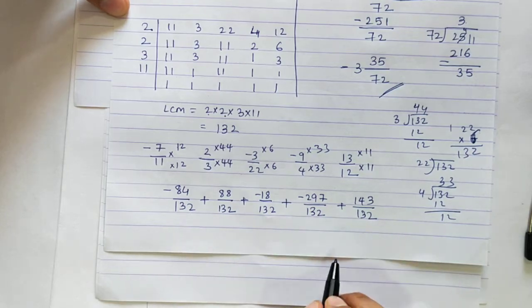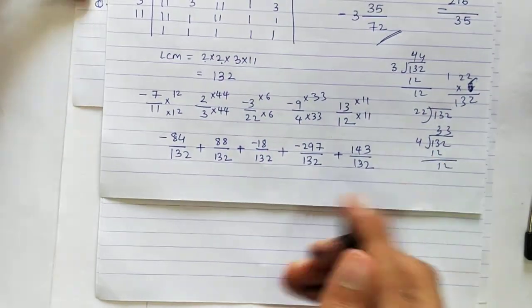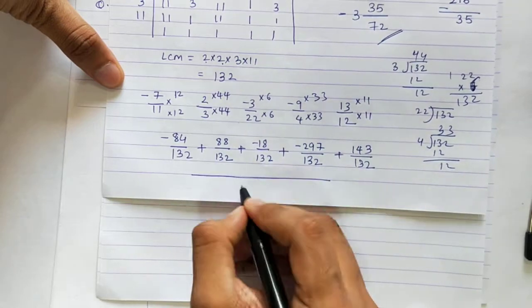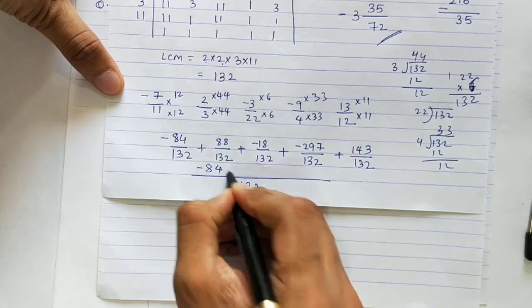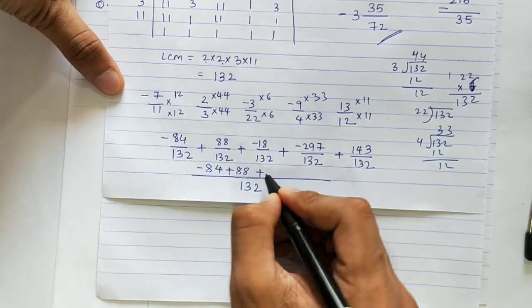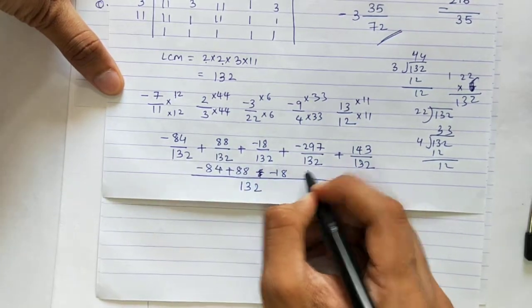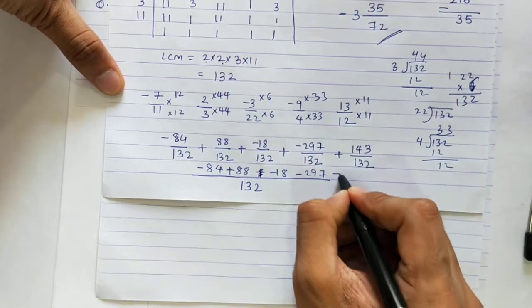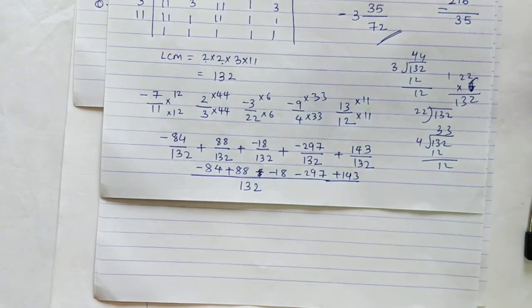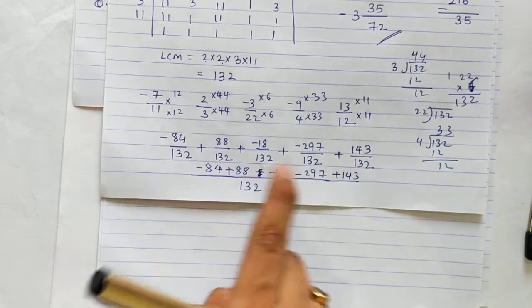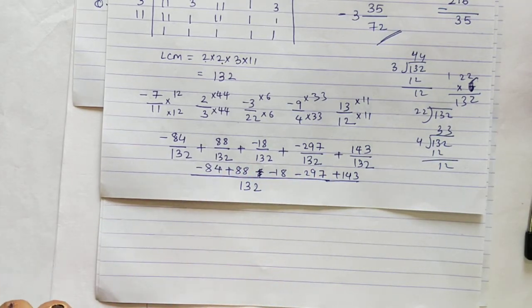Now we got the denominators same. So I'll write the denominator as common 132, and numerators will be minus 84 plus 88 minus 18 minus 297 plus 143. Okay, do the calculations one by one. First subtract this, then this, then this, like this. Do the calculations slowly. You will get the answer based on the calculations.